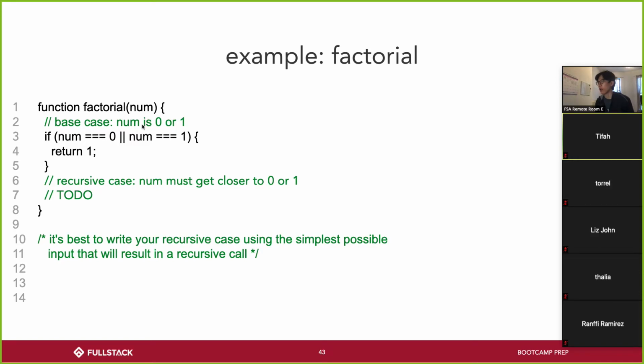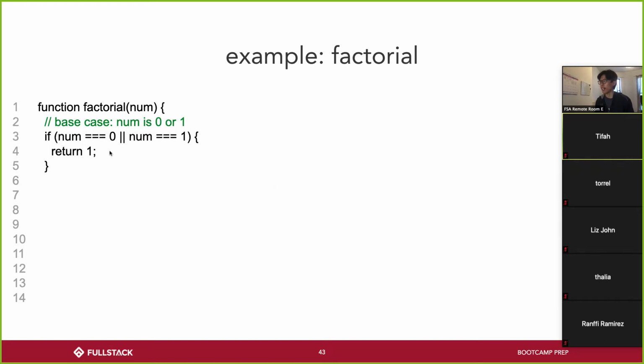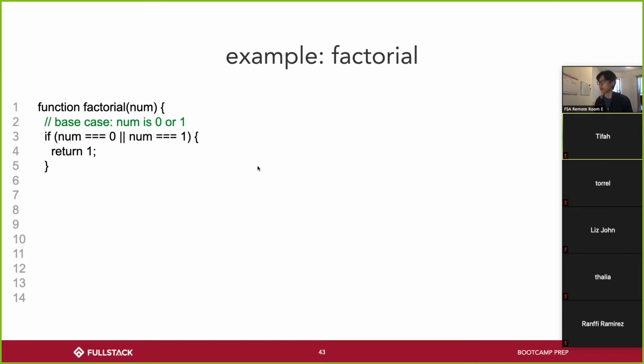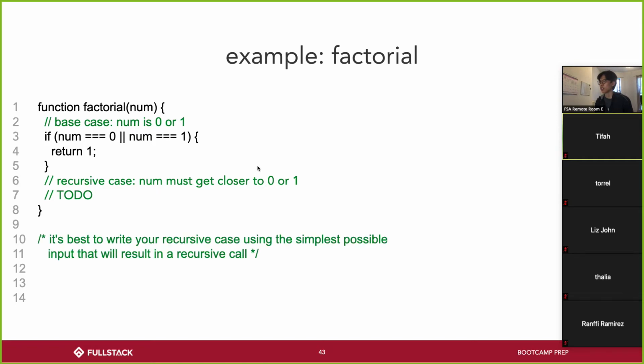So if the num was 2, if we had factorial of 2, does anyone want to take a stab at what we would place here to try and solve factorial 2, knowing that factorial 2 is that number times factorial 1? How would we solve factorial 1? We don't have to do anything because it falls into this conditional, it'll just return 1. So Liz John puts exactly, so it's num times factorial num minus 1. That's perfect.